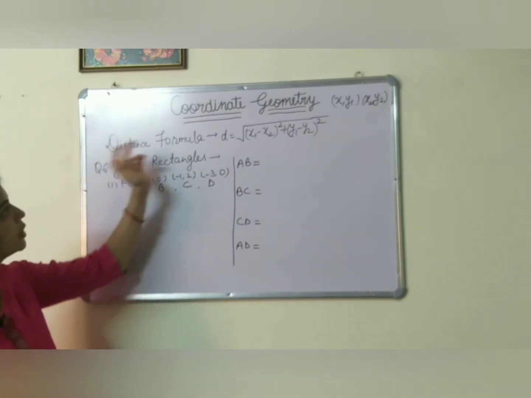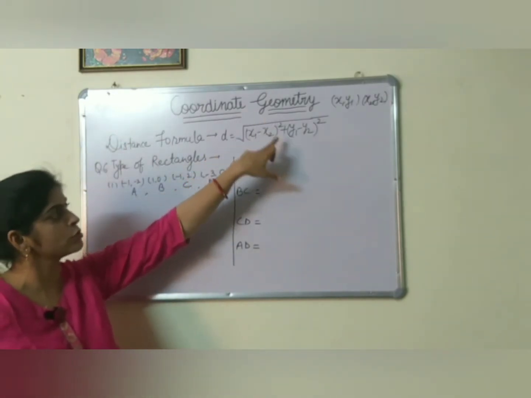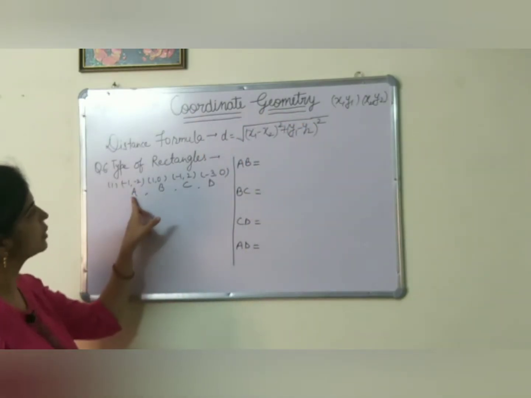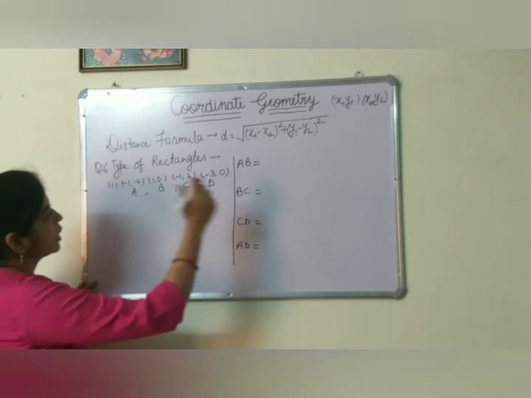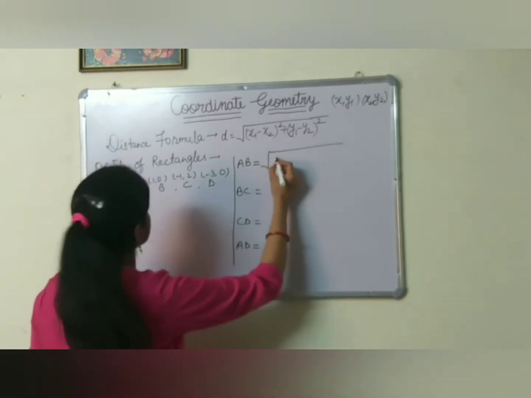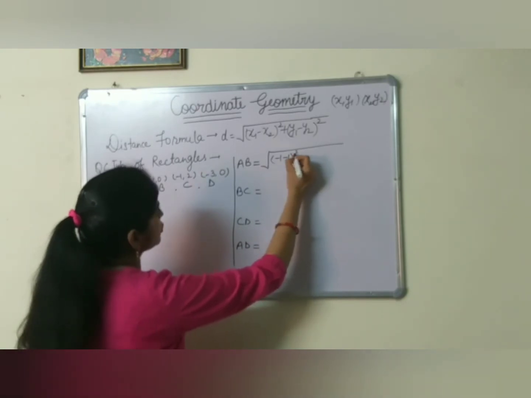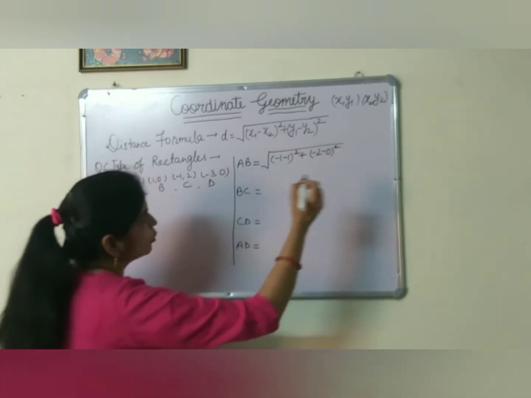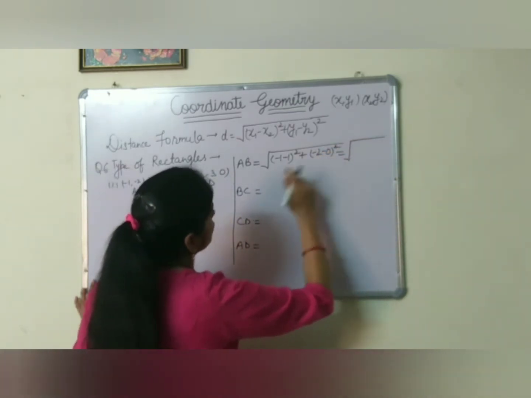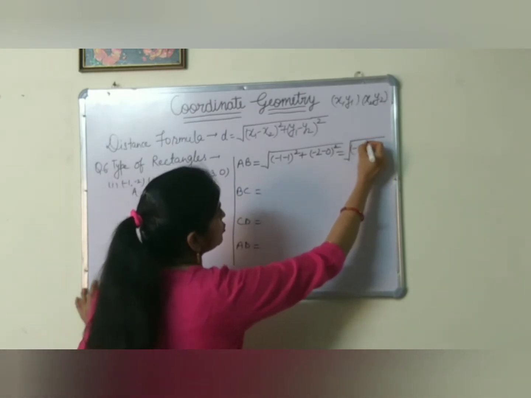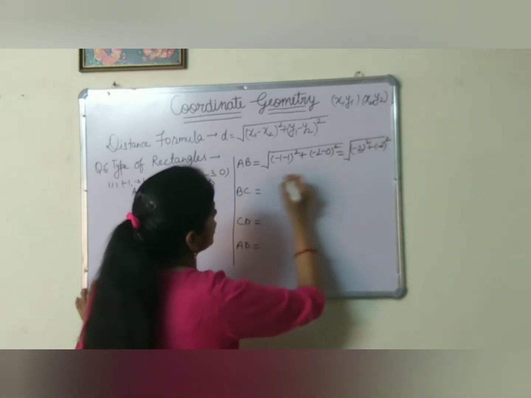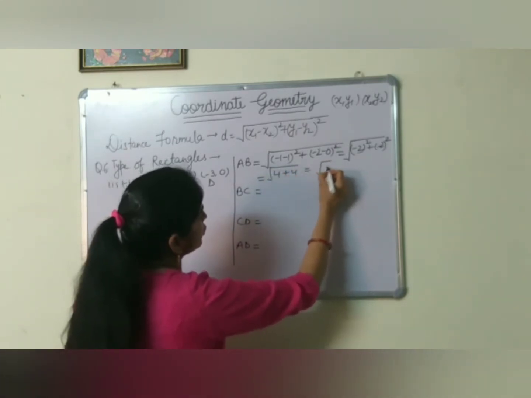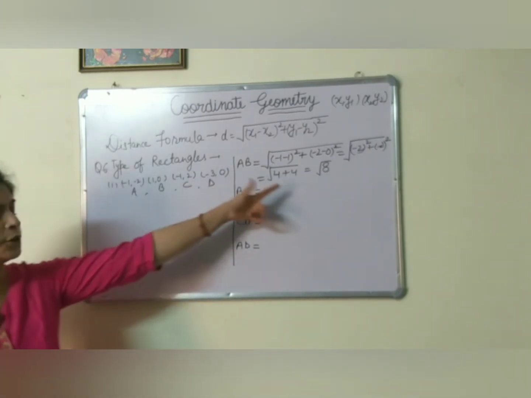The formula we are using, the distance formula, x1 minus x2 whole square plus y1 minus y2 whole square and whole under root. The first side is AB, that is x1 minus x2 whole square. It is minus 1 whole square plus y1 minus y2 means minus 2 minus 0 whole square, then equal to minus 2 whole square plus minus 2 whole square. It will be equal to 4 plus 4, and it is equal to under root 8. The first side is under root 8.